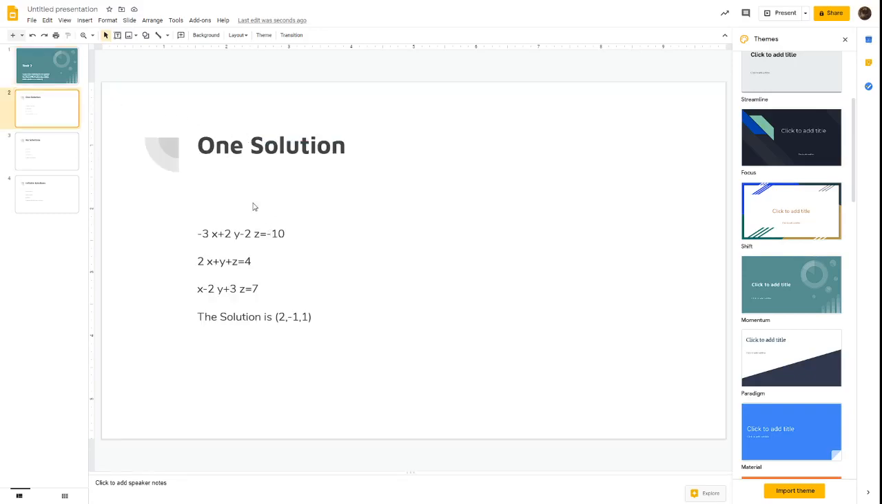For one solution, we have negative 3x plus 2y minus 2z equals negative 10, 2x plus y plus z equals 4, and x minus 2y plus 3z equals 7. For this solution, we get 2, negative 1, 1. We'd have to deduce either by substitution or elimination to find the answer for this.